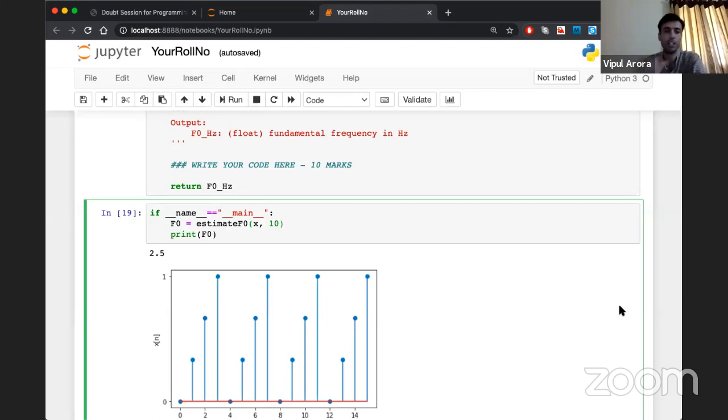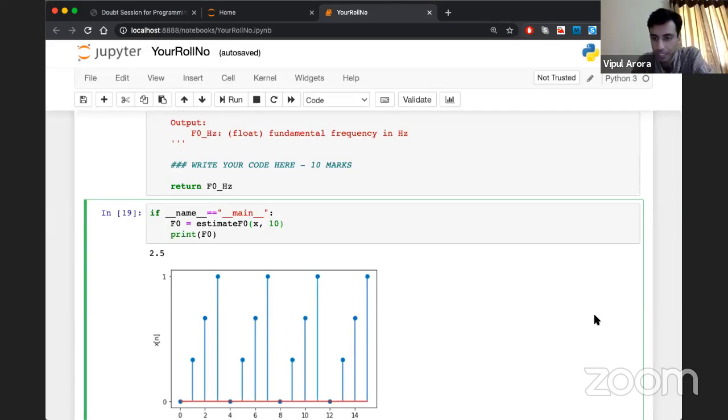Look at the formula. Your capital X of k is the summation of x of n times e to the power 0. It is basically just the summation over all x of n, so it will be a constant value. The DC value, basically the average value, you can say. I don't know if it is average, since we're not dividing by 1 upon N. Just look at the original formula. I think 1 upon N is not there. So in that case, it will be just the sum of all the values. Yes, it's called the DC value or the average value.